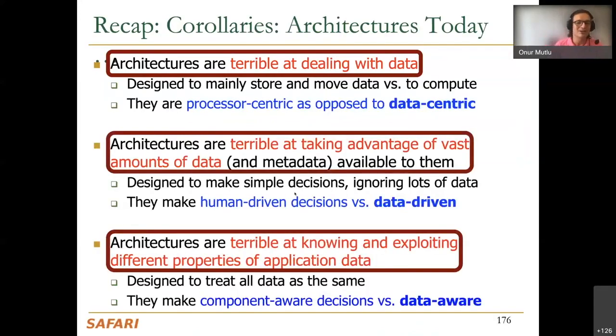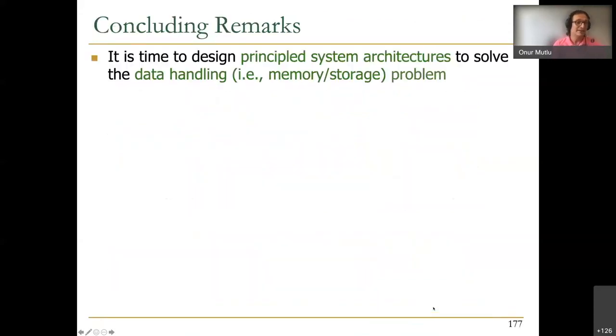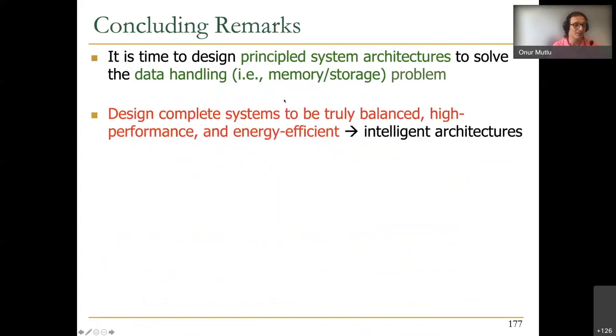Hopefully, I've given you examples of how we're not dealing with data well today, and data is our major bottleneck. Today's architectures are processor-centric as opposed to data-centric. They're human-driven as opposed to data-driven, and they make component-aware decisions as opposed to data-aware decisions. I think it's time to design principled system architectures to solve the data problem, which is our major problem today. We want to design complete systems to be truly balanced, high performance, and energy efficient. And hopefully that will lead us to intelligent architectures.